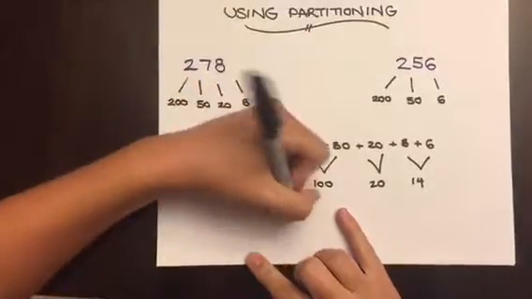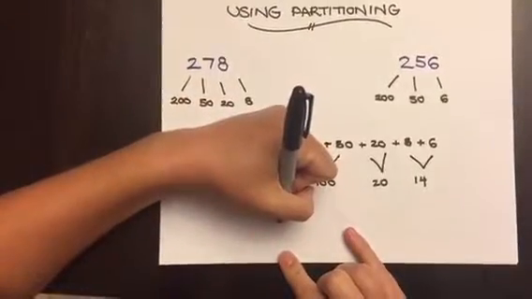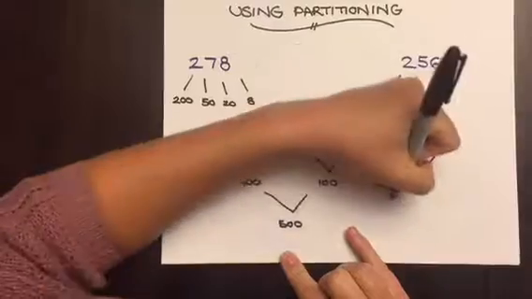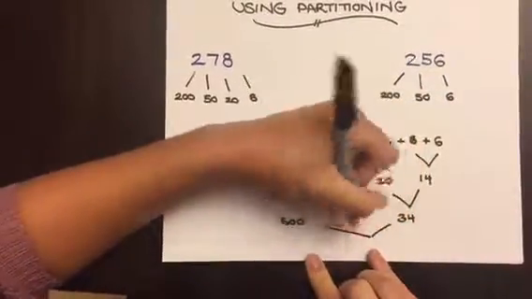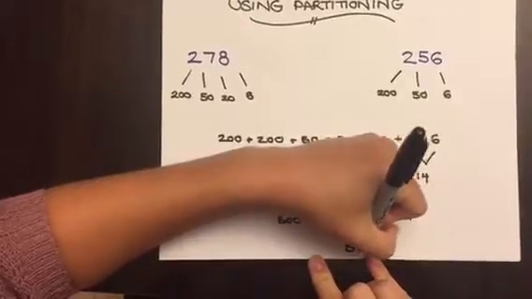Then we can keep going with the process. 400 plus 100 is 500, and 20 plus 14 is 34. 500 plus 34 is 534.